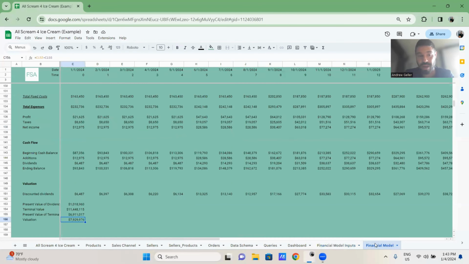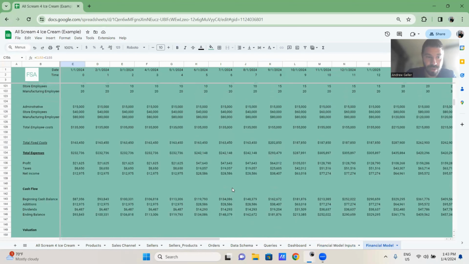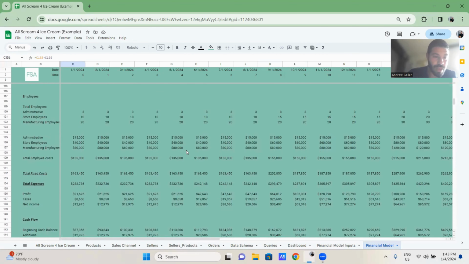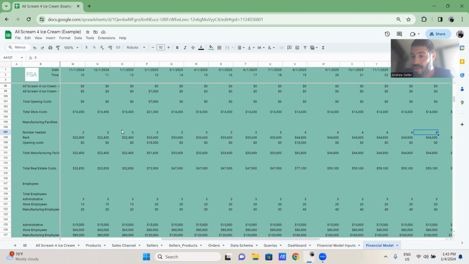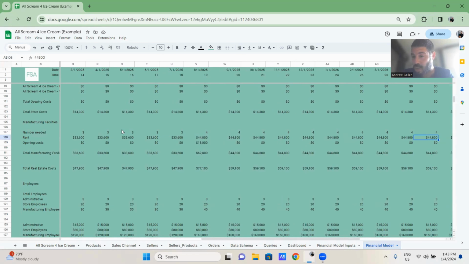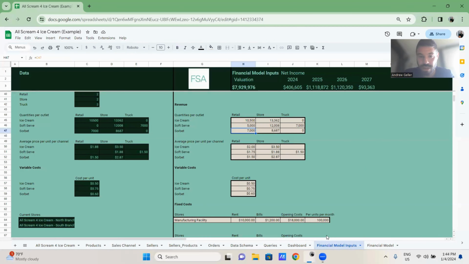Well, if we look at the financial model, and this is why we have a financial model, we can see that for the manufacturing facilities, before you needed 3 at the max, now you need 4 at the max, which means also more employees. So basically, your revenues went up, but your expenses went up higher. So this is how we use valuation to make decisions.